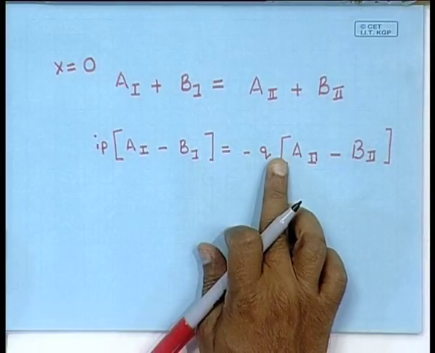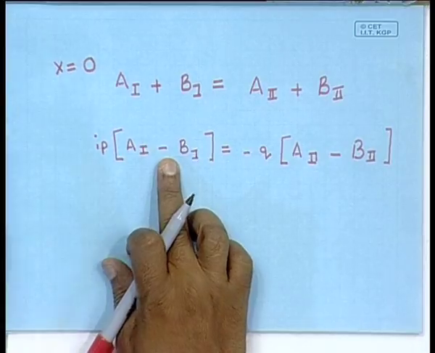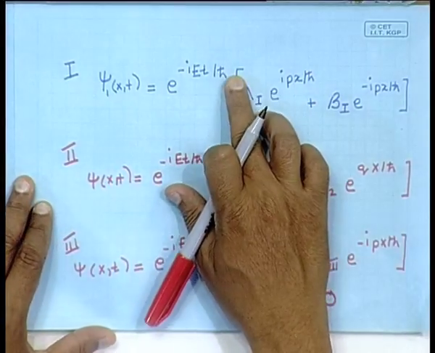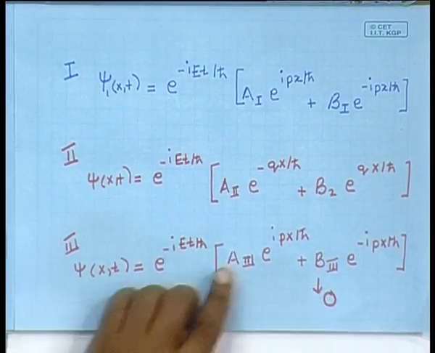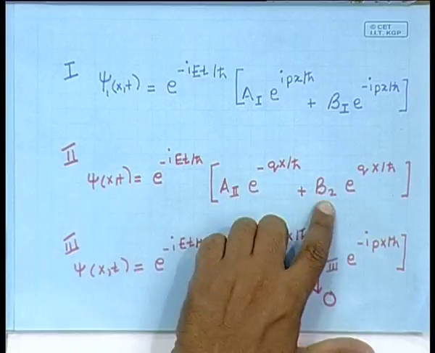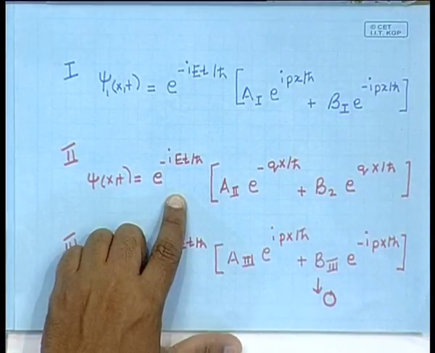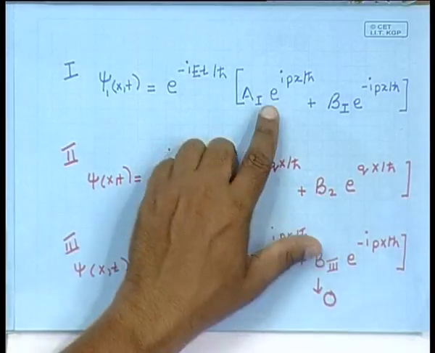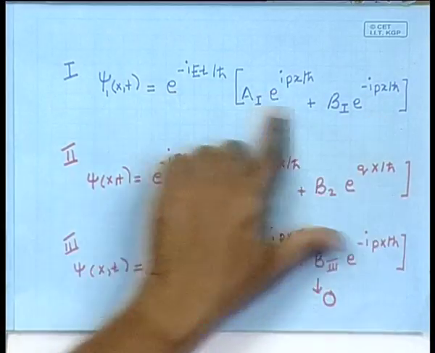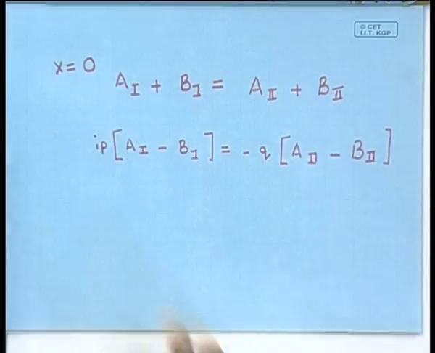So, this is the spatial derivative of the wave function on the right hand side, this is the spatial derivative of the wave function on the left hand side of the boundary between 1 and 2. There will be a difference of minus sign between these two. I have taken minus q common outside after differentiating, so this becomes a2 minus b2. I have taken i p common outside after differentiating this, so this will be a1 minus b1, and this is the condition that I get.